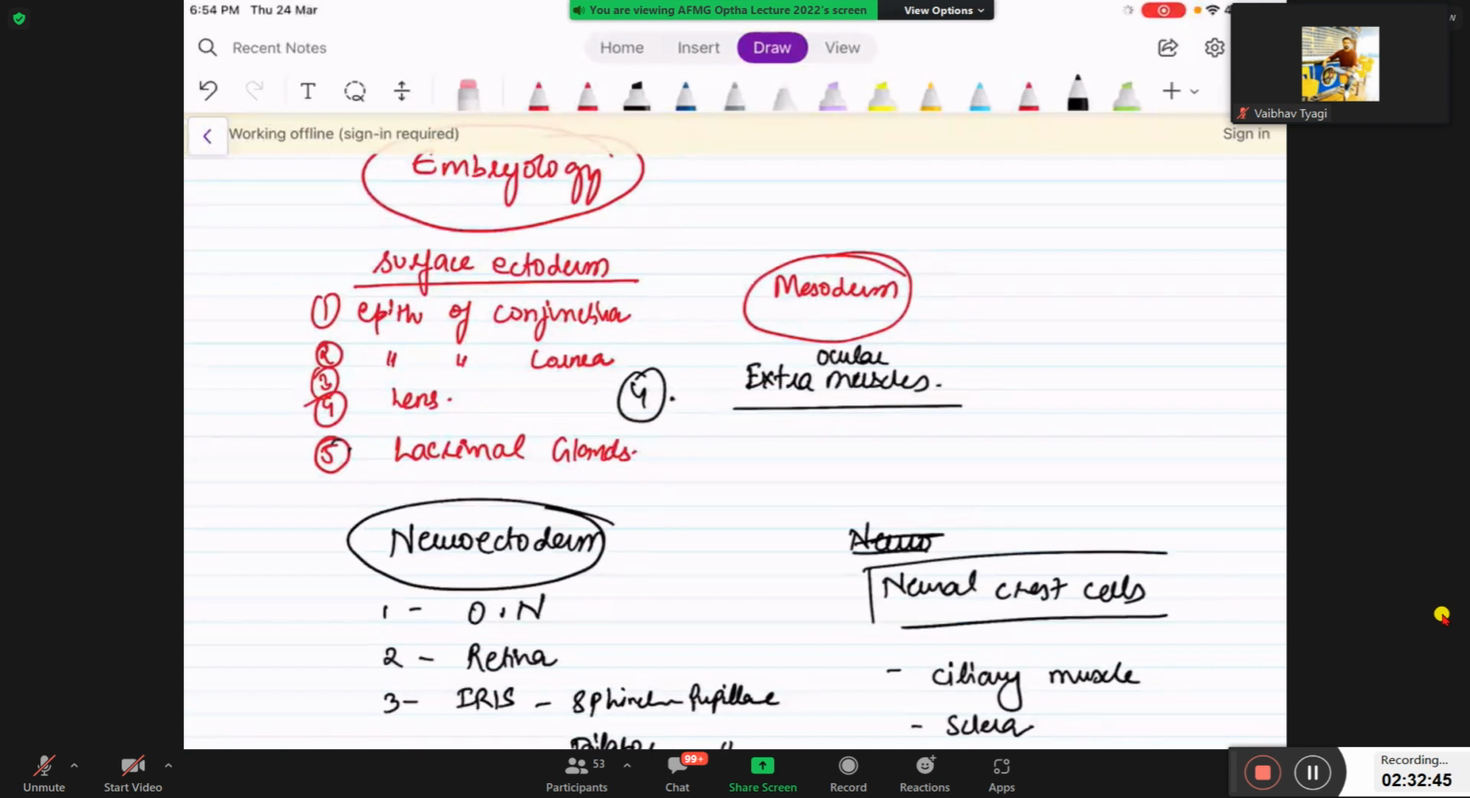Neural crest cell derivative: trabecular meshwork is important. Out of these, trabecular meshwork is important. Optic nerve head is important. Retina is important. Iris is important. Question has been asked on trabecular meshwork also. It is a neural crest cell derivative. Clear? So we'll take a 10 minutes break and then we'll start with the next chapter. Okay?